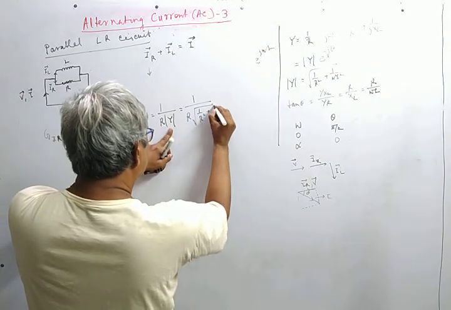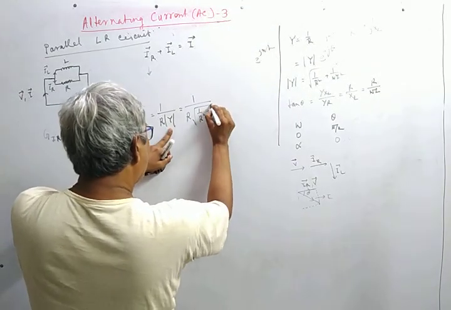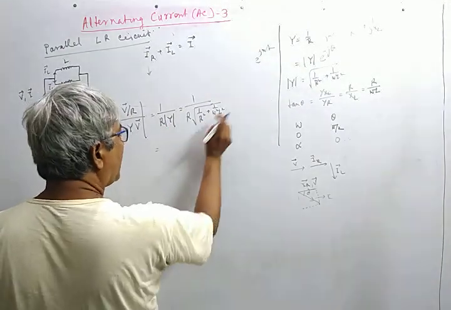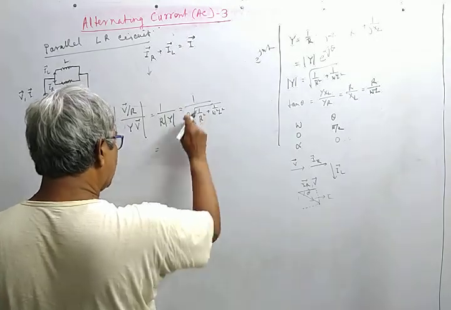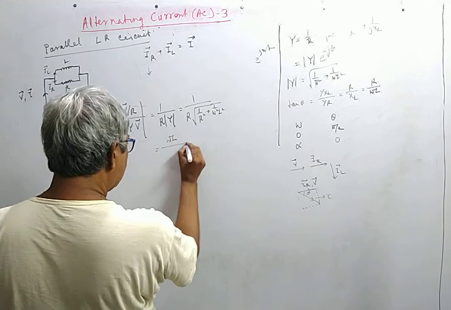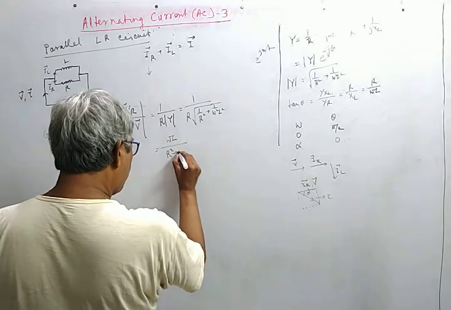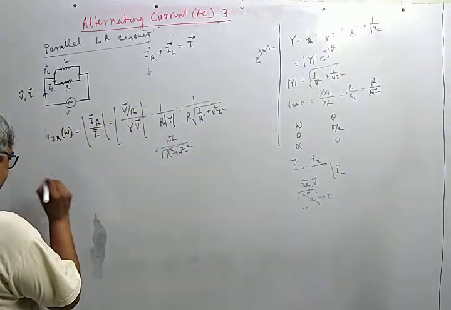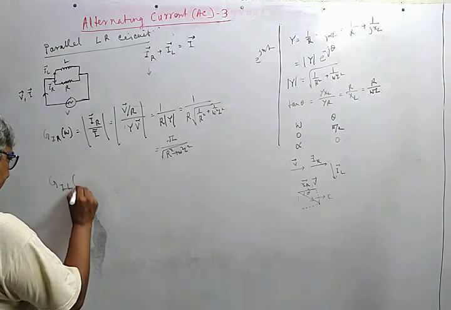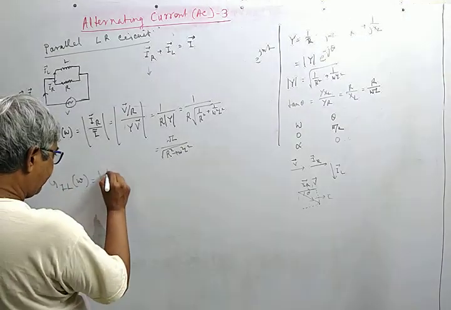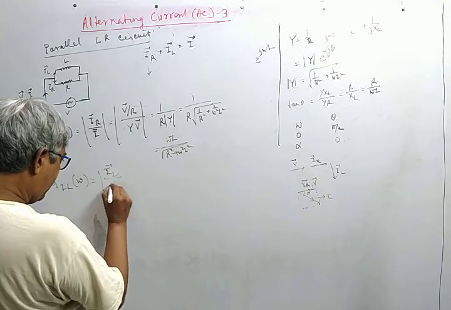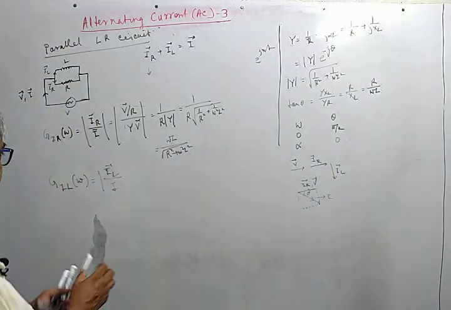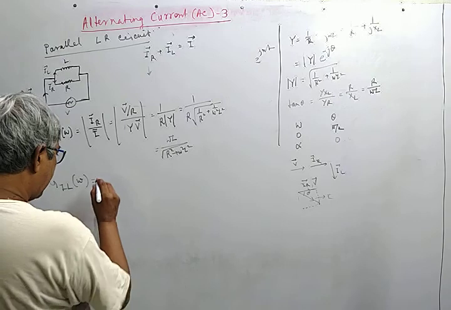for this part we write, if we simplify this, in the top we will have R omega L, of which R cancels with this, so this is omega L by R square plus omega square L square. And similarly, if we draw the current gain across the inductor, the basic definition is IL by I.